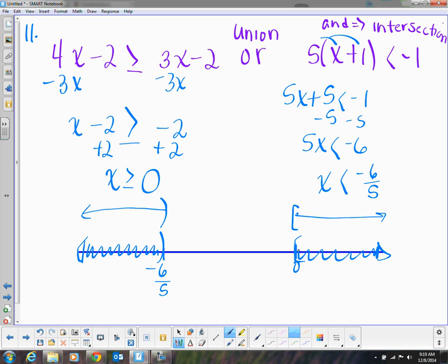So if we wanted to put this in interval notation, that would be 0 to infinity, and that interval notation would be negative infinity to negative 6/5, and I did it in ascending order. What would the answer be if it was AND instead of OR? There would be no solution because there's no intersection. Okay? All right. Any others on this page?